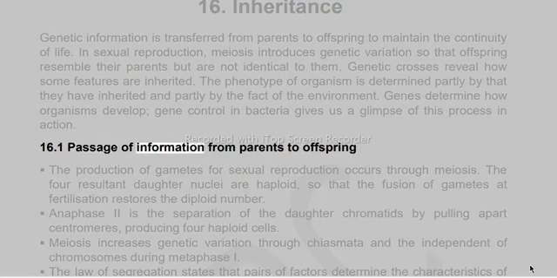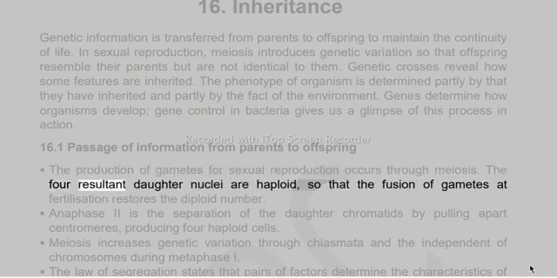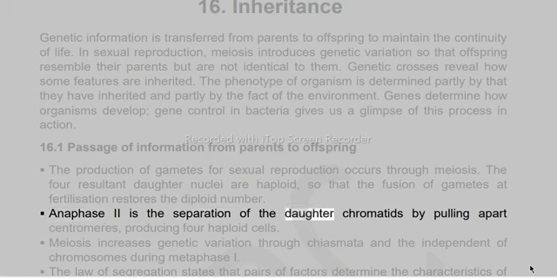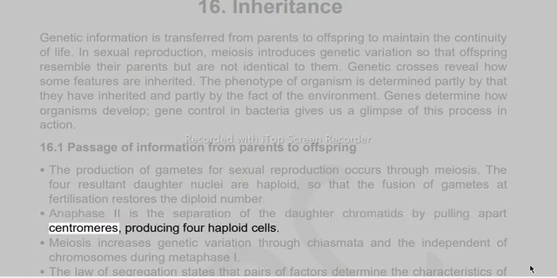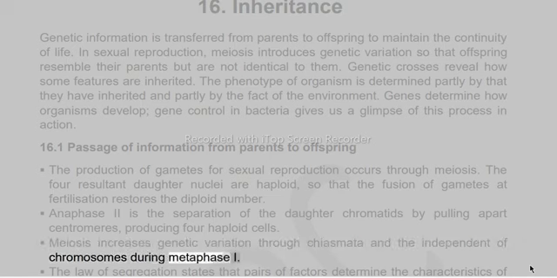16.1 Passage of information from parents to offspring. The production of gametes for sexual reproduction occurs through meiosis. The 4 resultant daughter nuclei are haploid, so that the fusion of gametes at fertilization restores the diploid number. Anaphase II is the separation of the daughter chromatids by pulling apart centromeres, producing 4 haploid cells. Meiosis increases genetic variation through chiasmata and the independence of chromosomes during metaphase I.